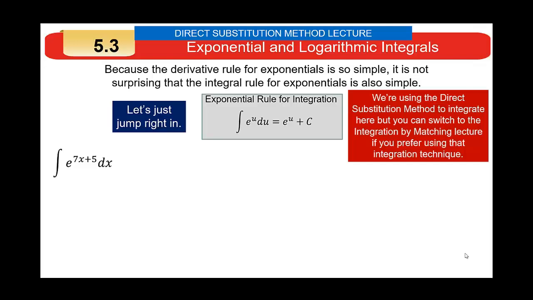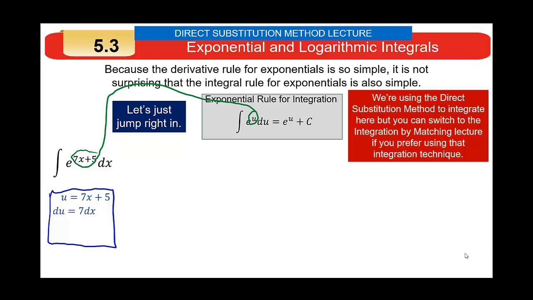Suppose I give you the problem, the integral of e to the 7x plus 5, and ask you to find the integral. First thing you want to do is notice that the u is the exponent on the e. So that would be the 7x plus 5. So the initial step is to let u equal 7x plus 5. Then calculate the differential. du would be 7 dx.